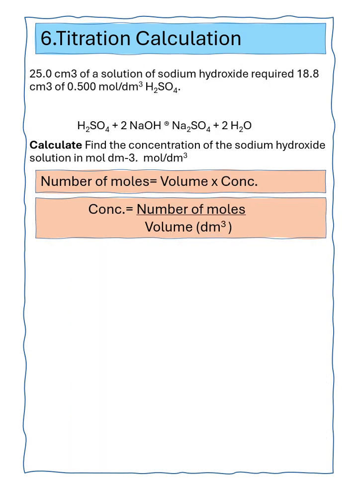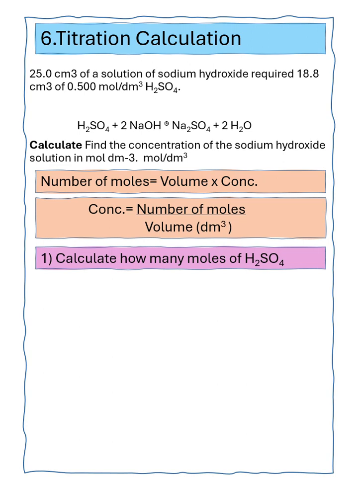Question 6 says find the concentration of sodium hydroxide in moles per decimeters cubed. It's a titration calculation. We're given information about the titration. We're told the volume of sodium hydroxide and we're told the volume and concentration of the sulfuric acid. We're going to use the two equations throughout the calculation, and the first thing we're going to do is calculate how many moles of sulfuric acid.